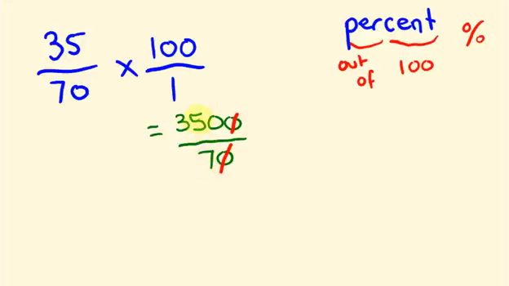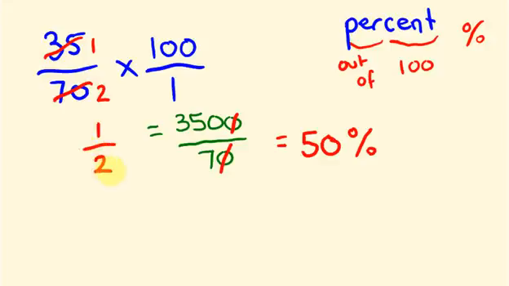It goes into, actually, well, that will tell us what our answer is, won't it? 7 goes into 350 50 times. Okay? Our answer is 50%. And again, to say what I said before, 35 goes into this once, 35 goes into 70 twice, so a fraction up there is the same as a half. So a half is the same as 50%, yeah?